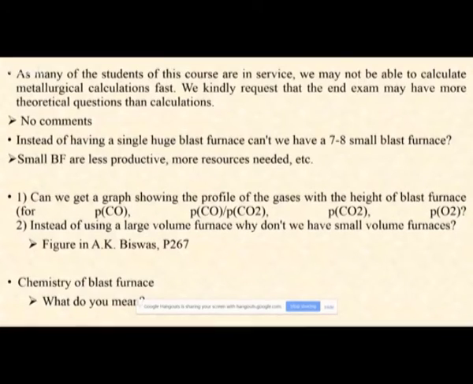Chemistry of blast furnace. I did not understand what is meant by that. We have already covered this in some of our lectures, where we talked about the iron-carbon, iron-oxygen, iron-carbon-oxygen, and hydrogen-carbon-oxygen phase diagrams, where different chemistry was discussed and how various types of reduction occur. So we have talked about it. I don't know what specifically you mean by the chemistry of the blast furnace. If you can specify in clear terms, probably I may be able to give the answer.